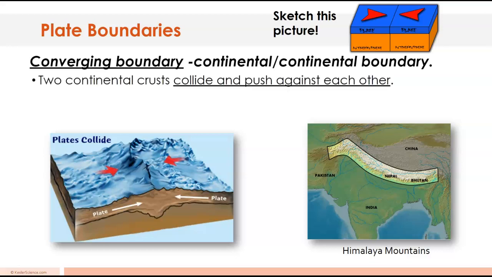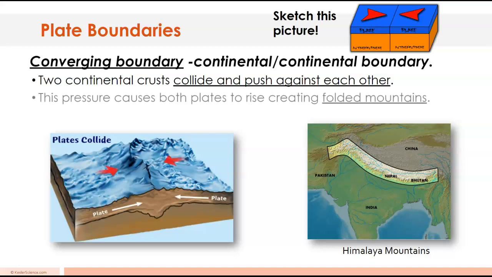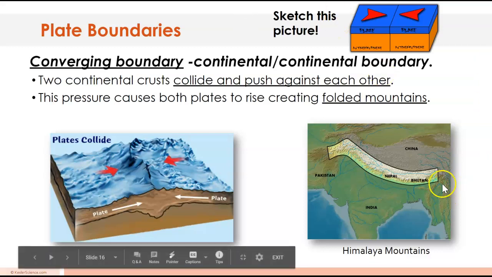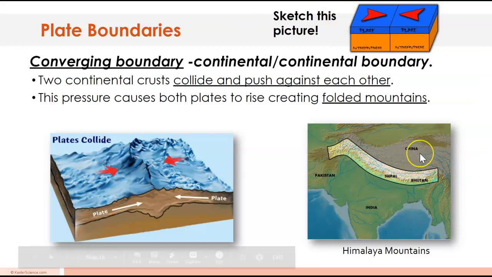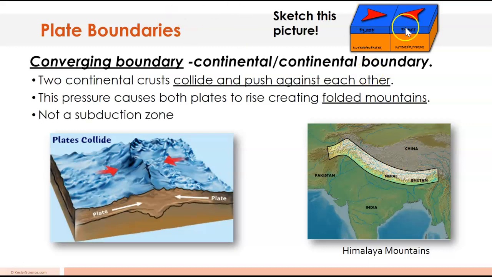They collide. It's like when you push those two towels against each other in the Explorer activity in the labs. They collide and push against each other. It causes both plates to rise and it creates folded mountains like Mount Everest. Some of the tallest mountains in the world happen because two continental crusts are colliding with each other. It's not a subduction zone though. So go ahead and pause, write this down, and sketch that little picture.